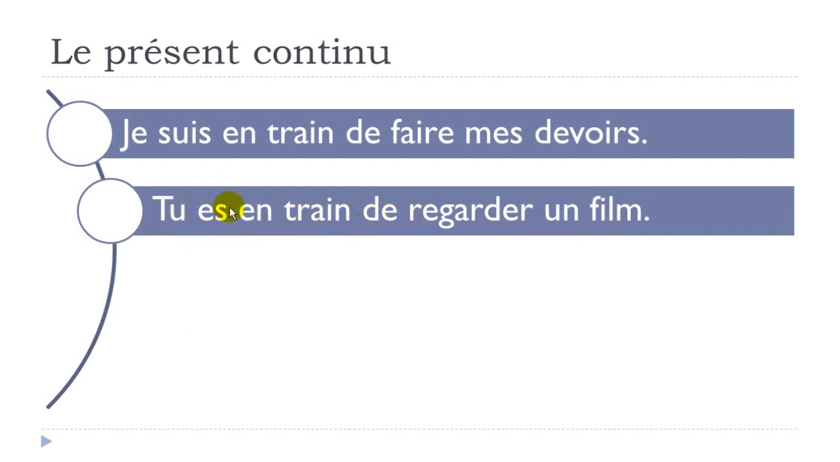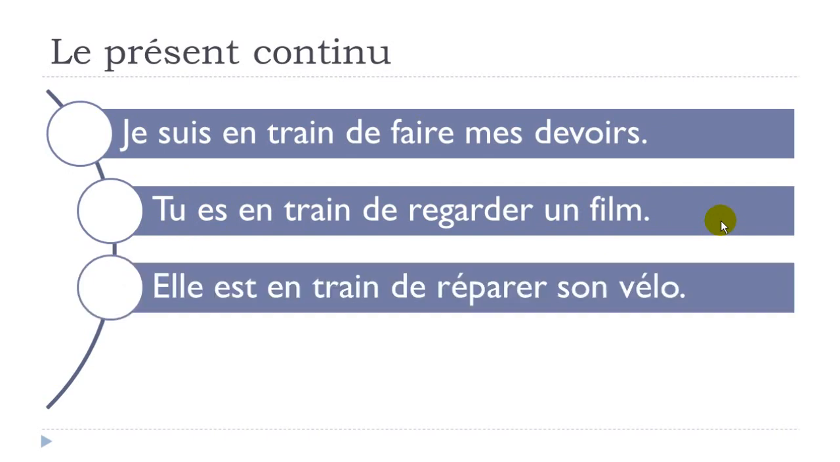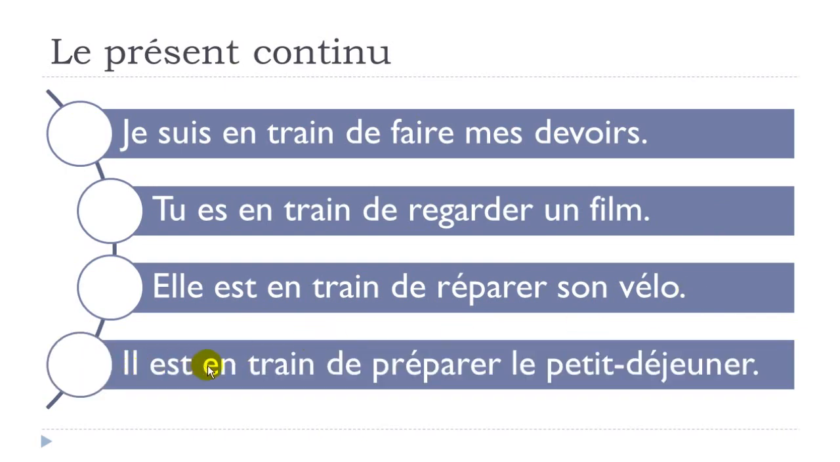Okay, but then remember that you've got to put here the verb être at the present form for tu es. Okay, so you need to conjugate it. And then elle est en train de réparer, so to repair, son vélo, her bike. Elle est en train de réparer son vélo. All right, so same thing, it's continuing, it's taking place at the time when you are talking. And the last one, il est en train de préparer le petit déjeuner. Préparer, to prepare, le petit déjeuner, breakfast. Okay, so il est en train de préparer le petit déjeuner. Okay, so at the time when we are talking, he's doing it right now, and the process is continuing.